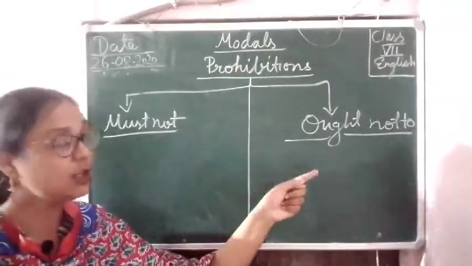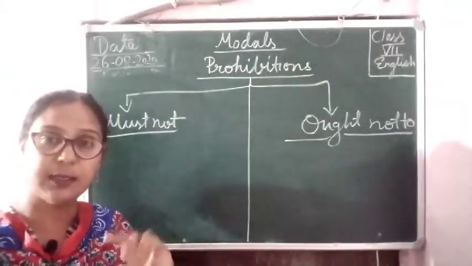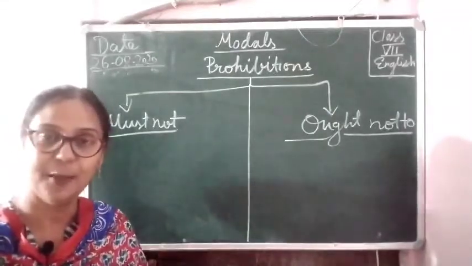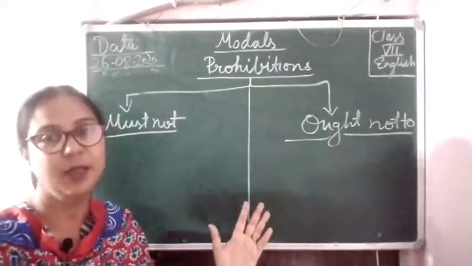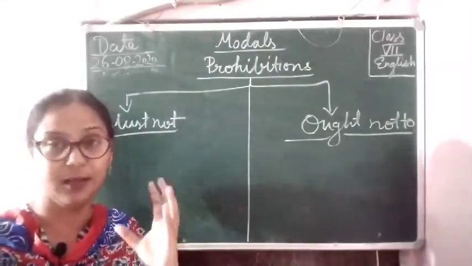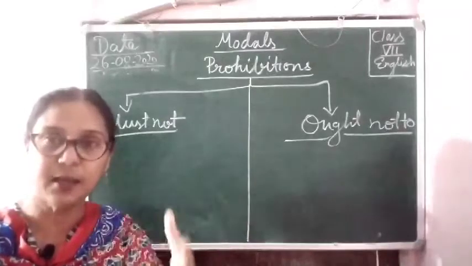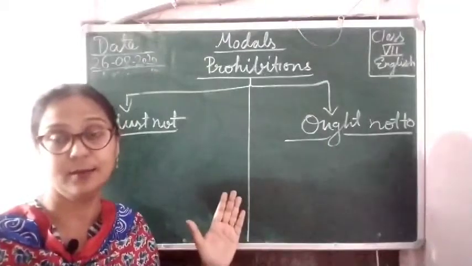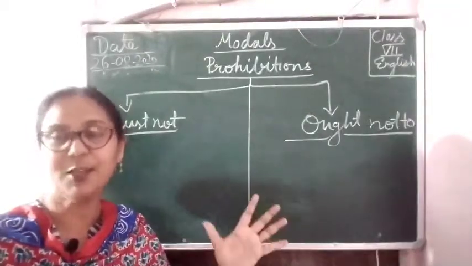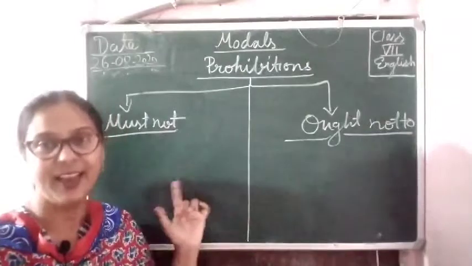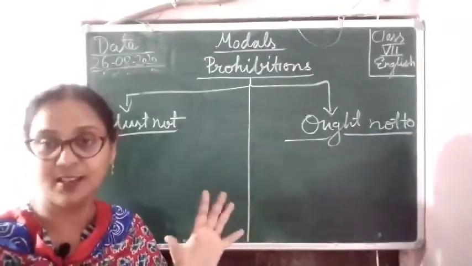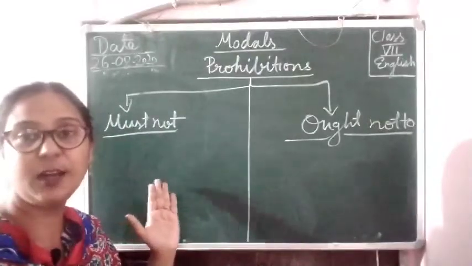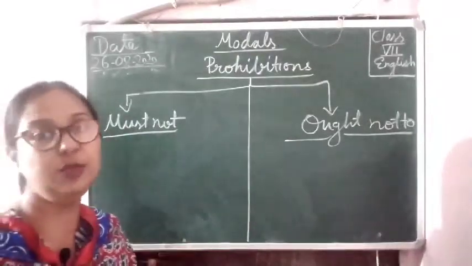And now ought not to, it's slightly more lenient than must not, because it's not a very strict instruction, but it is an instruction about not doing this. But there is a possibility you can do it, but it is an instruction that there is a prohibition. So first of all, we are just going to learn about must not. Where we should use must not.